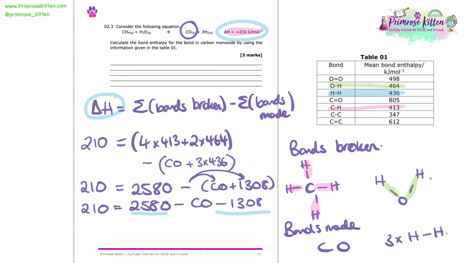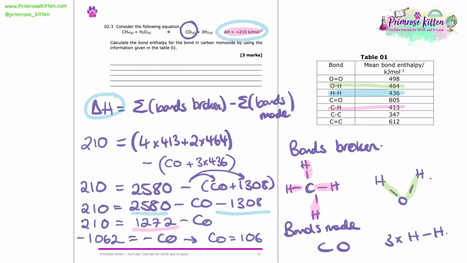Let's work out what 2,580 minus 1,308 is going to give us. So I now make that 210 equals 1,272 minus carbon monoxide. So now let's subtract 1,272 from each side. So I now make that minus 1,062 equals minus CO. Now they're both negative, so we can say that the bond enthalpy for the carbon monoxide bond is equal to 1,062 kilojoules per mole. And that is our answer.